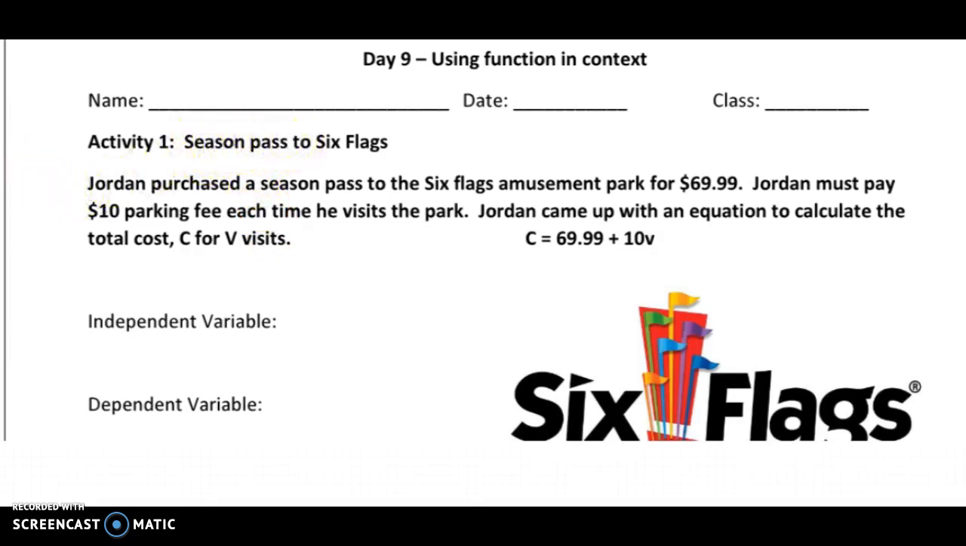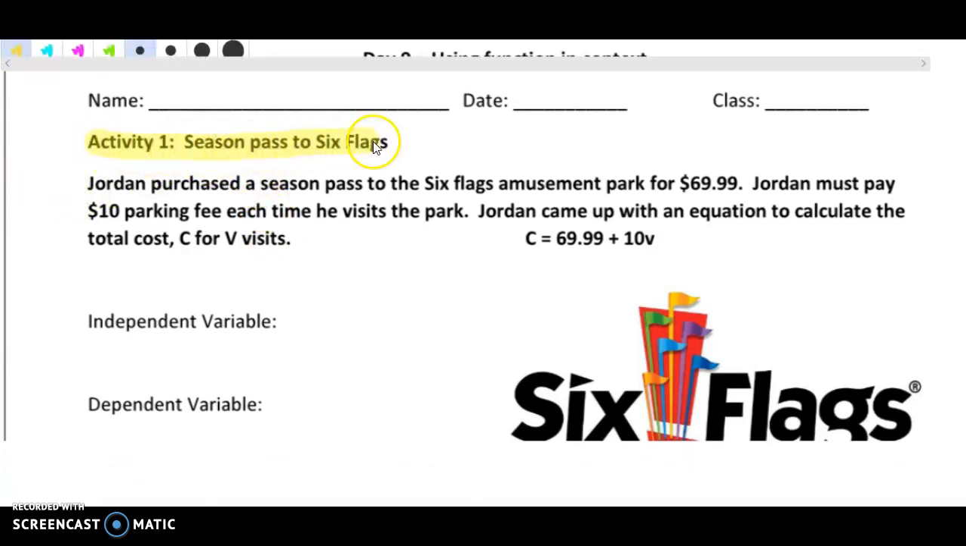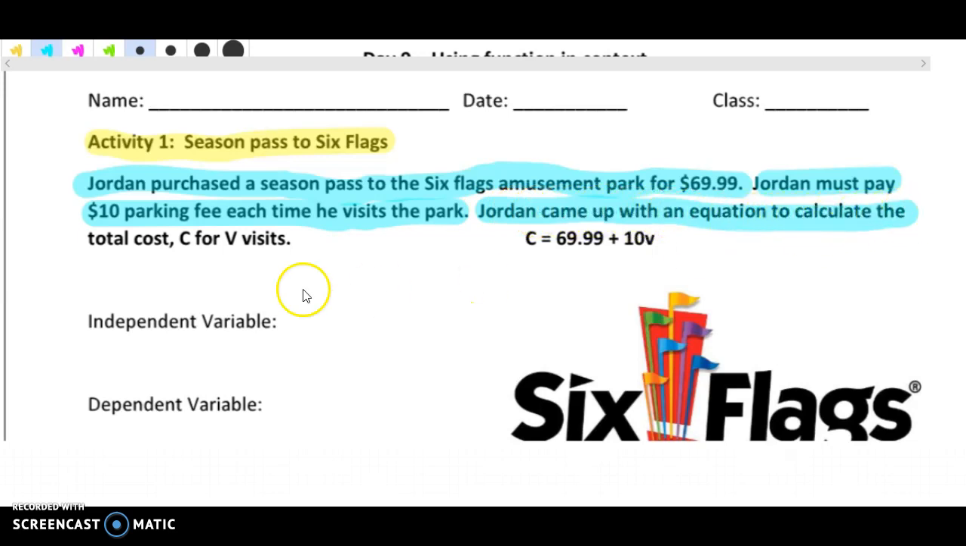Season pass to Six Flags. One of my favorite amusement parks that I like to go to. Okay, so we have a scenario. Jordan purchased a season pass to Six Flags amusement park for $69.99. Jordan must pay a $10 parking fee each time he visits the park. Jordan came up with an equation to calculate the total cost C for V visits.